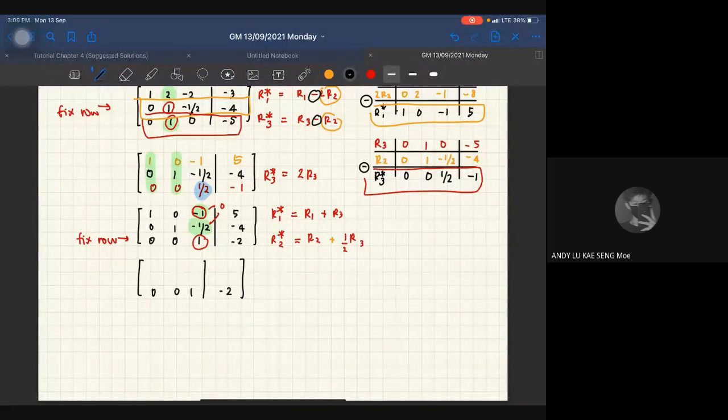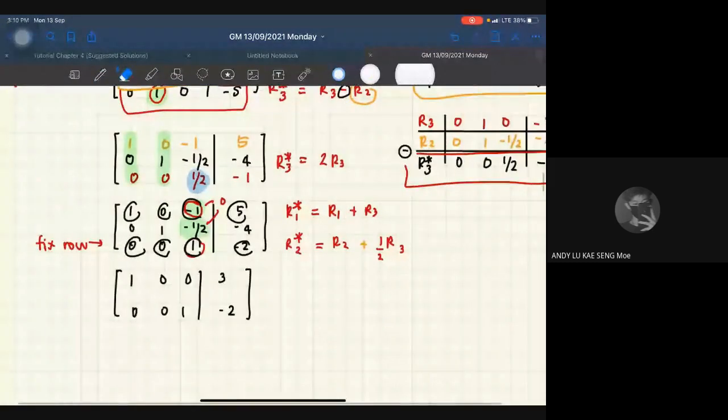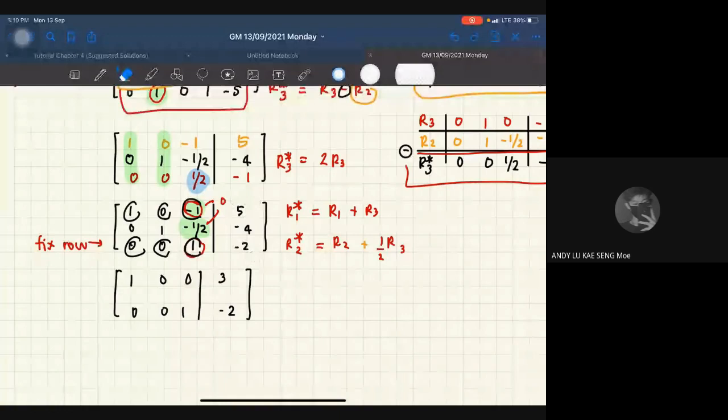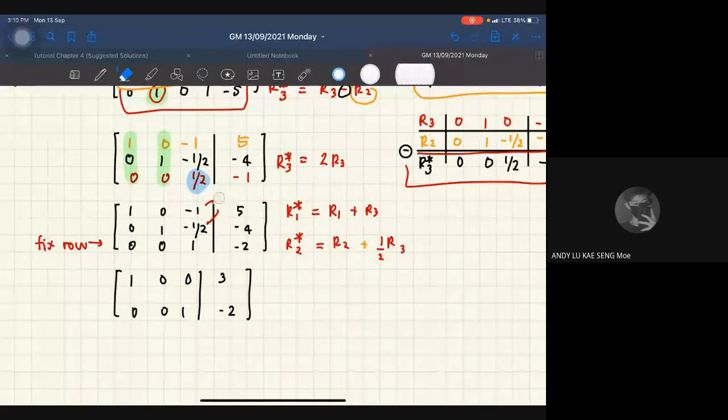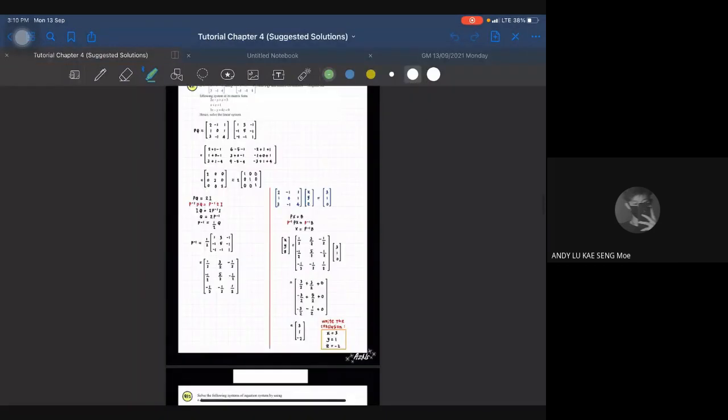Okay, so untuk row 1 yang baru kita akan tambahkan row 1 dengan row 3. Okay, so 1 tambah 0, awak dapat 1. 0 tambah 0, awak dapat 0. Negatif 1 tambah 1, awak dapat 0. 5 tambah negatif 2, awak dapat 3. Sebab 5 tolak 2. Okay, so saya padam balik. Sorry. So padam balik this one. Okay, so settle dekat situ.